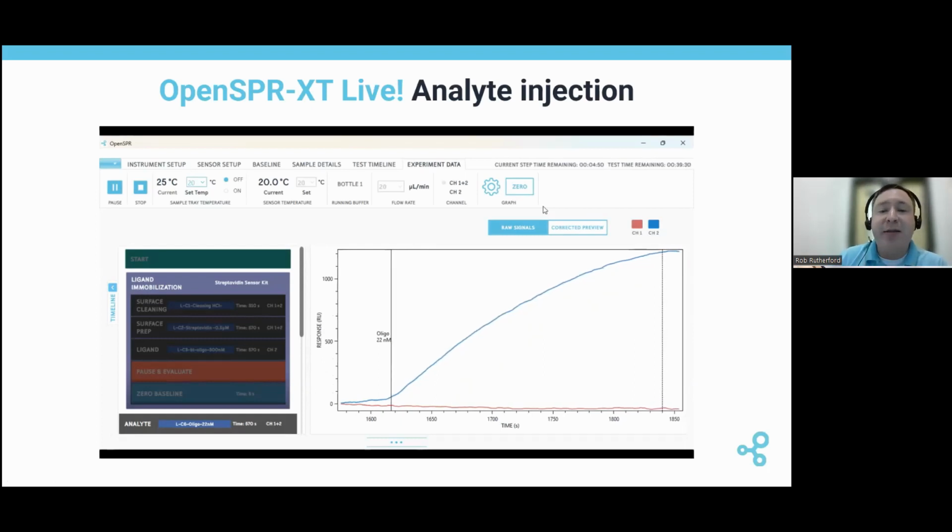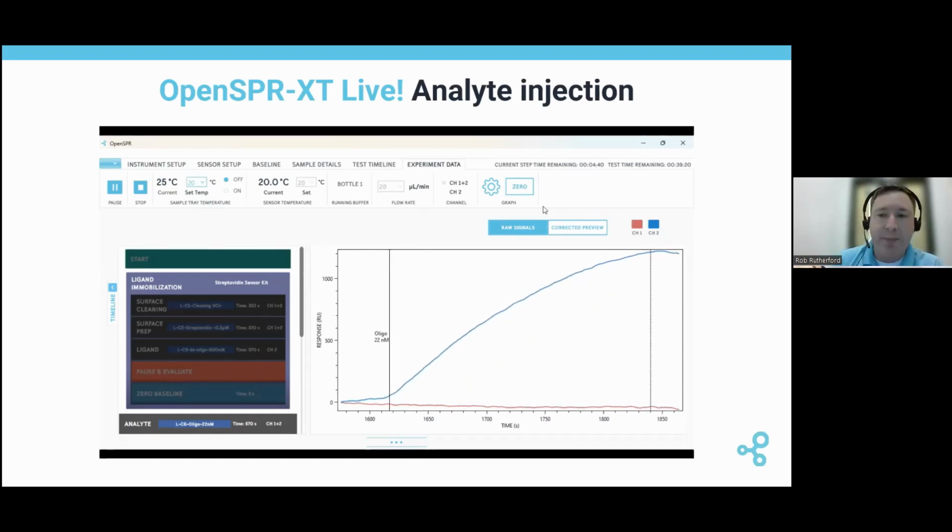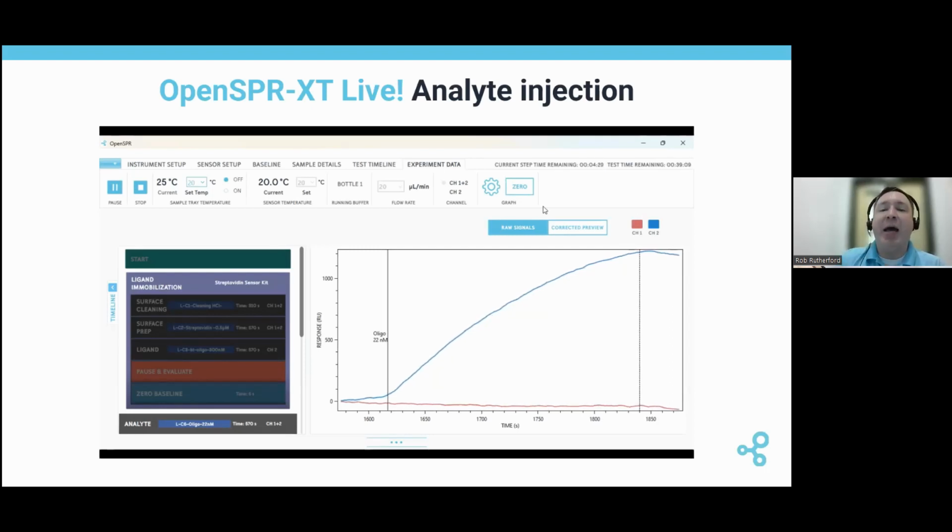In a system like this, we were using 2 complementary oligos. They have a very high affinity for each other, so we're not expecting to see too much dissociation over a very short period of time. And this is indicated right now. You can see the baseline isn't really decreasing after the injection has ended. So whatever has bound to the ligand is staying bound there.